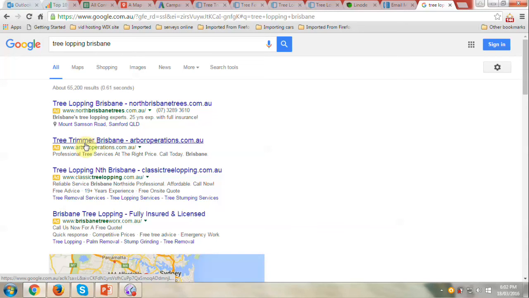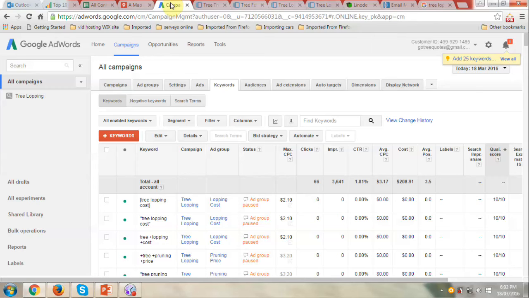You'll find this guy's paying a lot more money to be up there than the two people either side. We've got tree lopping Northern Brisbane, perfect. It's got the keywords that I've typed in, what I'm looking for. So that is one pretty massive part of your quality score. Now, why is quality score important?